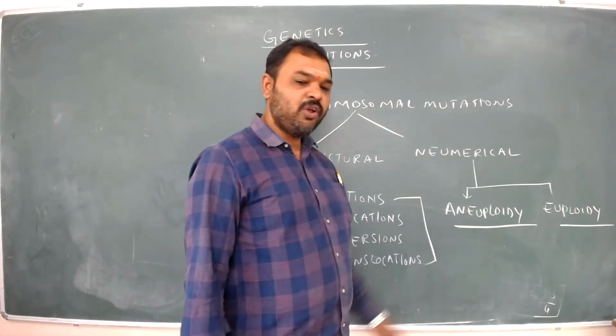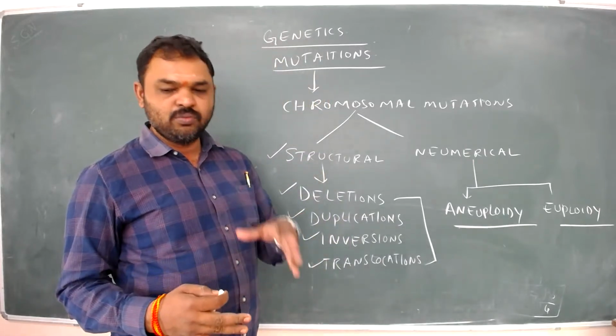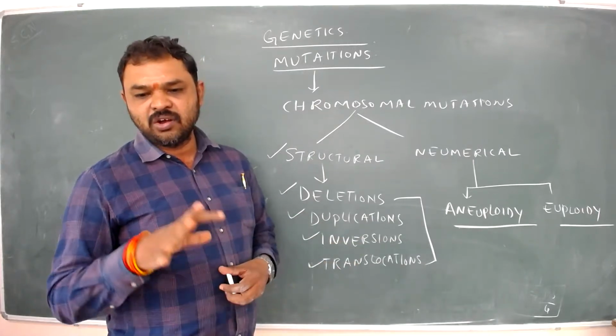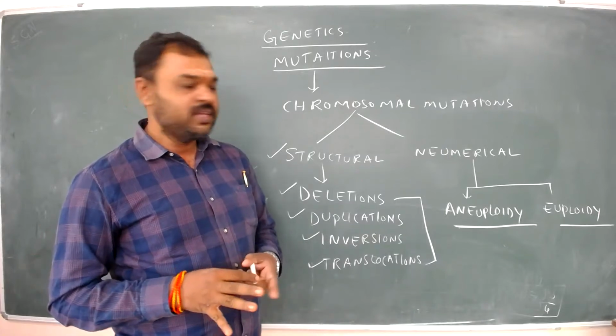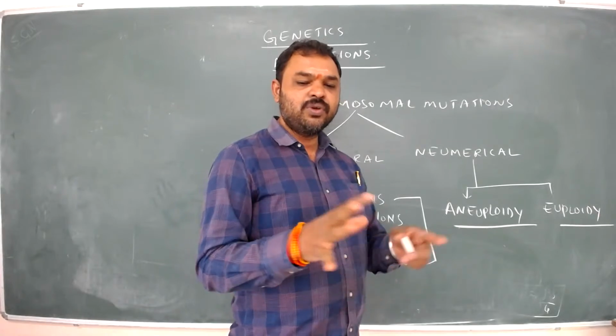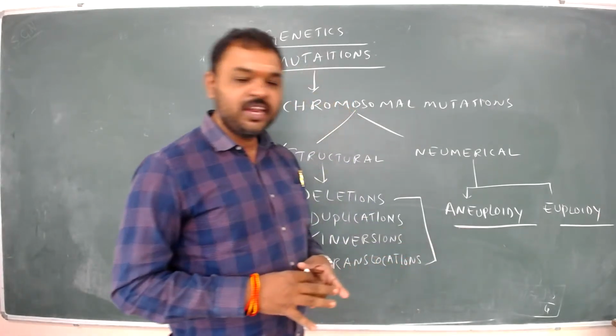Aneuploidy means the addition of chromosomes to any one set of the cell. There are 23 sets. Out of these 23 sets, if any one set is added to, then that can be called aneuploidy. Addition of a single chromosome to any one set of the cell is called aneuploidy.